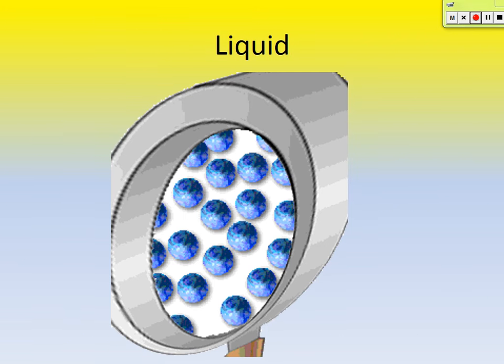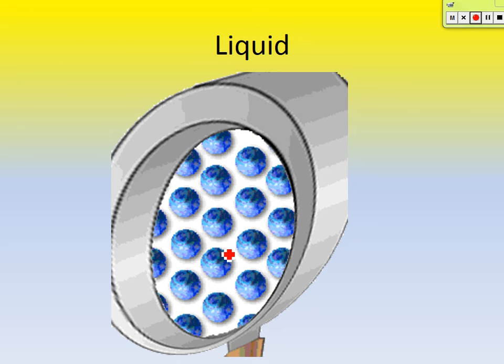Okay, if you could look at the molecules in the liquid phase, here's what they would be doing. They're somewhat close together, but they're able to kind of slide past each other, slide past their neighbors.